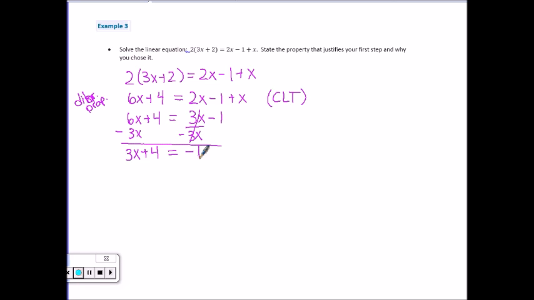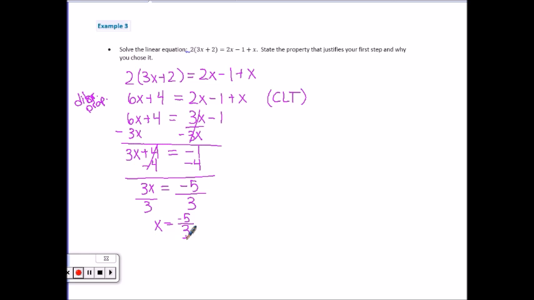So now we're almost there. We have all our x's combined. Now we want to combine our numbers. So we can subtract 4 from both sides. When we subtract 4 from the left-hand side, they cancel out, and we're left with just 3x equals, and then -1 minus 4 would be -5. And then we have 3x equals -5, so we need to get rid of our 3. So we can divide by 3 on both sides, and we are left with x equals -5 thirds.